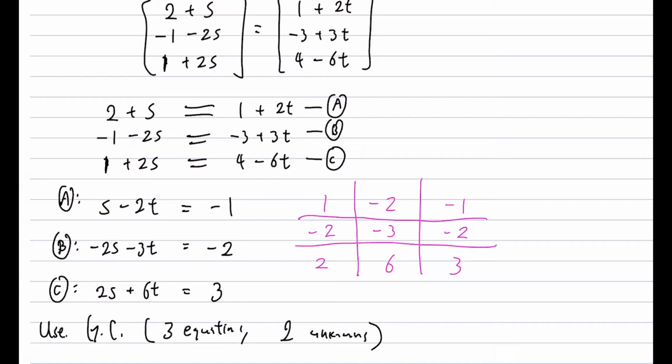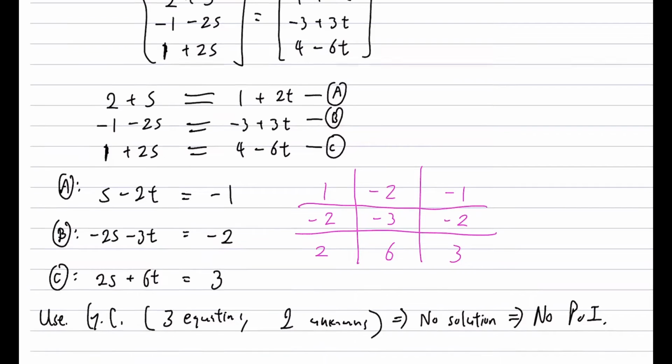What you will get at the end of the day is an inconsistent system. Using the GC, you can conclude inconsistent system, or you get no solution. So that's why I write there's no solution. You just write down no solution, and this implies that there is no POI, no point of intersection.